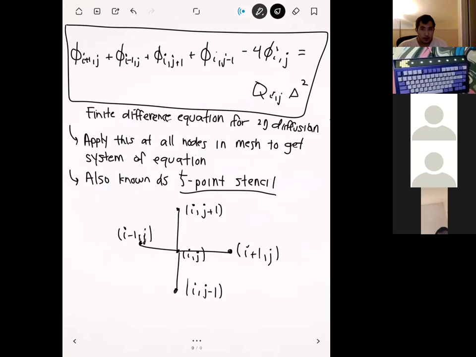And so, basically what this shows is that in order to compute the diffusion equation on a finite difference grid in 2D, we're going to need to borrow values from all of its neighbors.